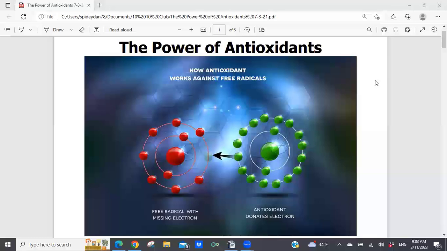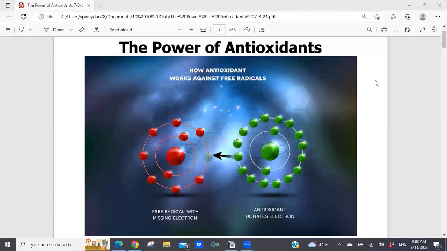So the way that your body helps to stop this process is if you consume foods that are high in antioxidants, or you take supplements that are high in what are called antioxidants. So on the right-hand side in green, you can see a molecule as an antioxidant. And what happens in an antioxidant is that when it attaches to a free radical, it freely gives away its outer electron. That stabilizes the free radical.